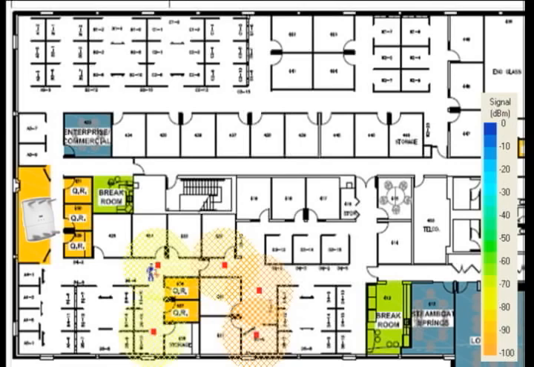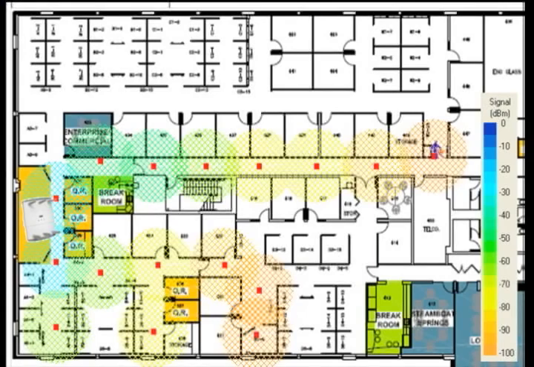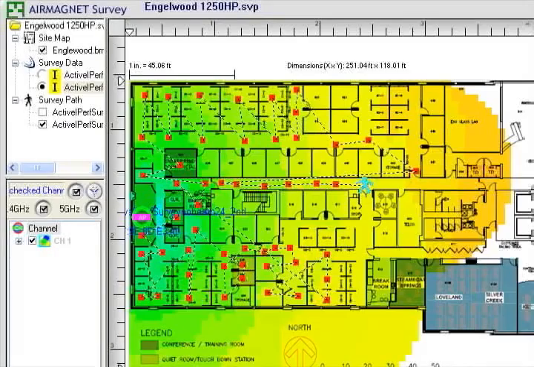Each red square indicates a sample point. The colors indicate the signal strength. As the person moves closer to the AP, the signal gets stronger, and as the person moves further away, the signal strength gets weaker, indicated by the color chart on the right-hand side. Now let's take a look at the real site survey data performed on the floor.